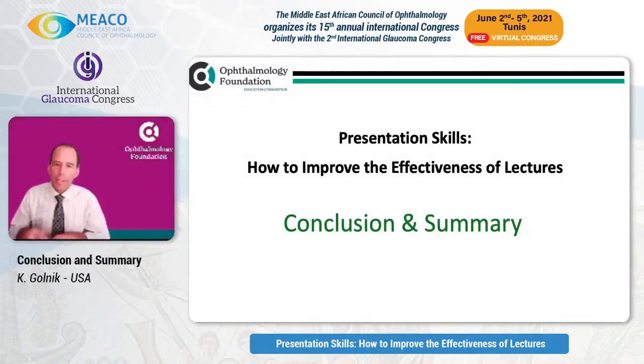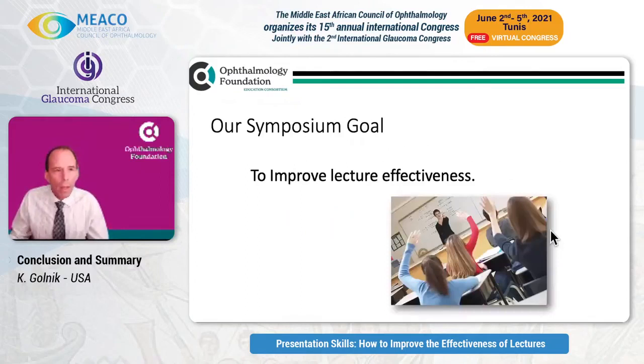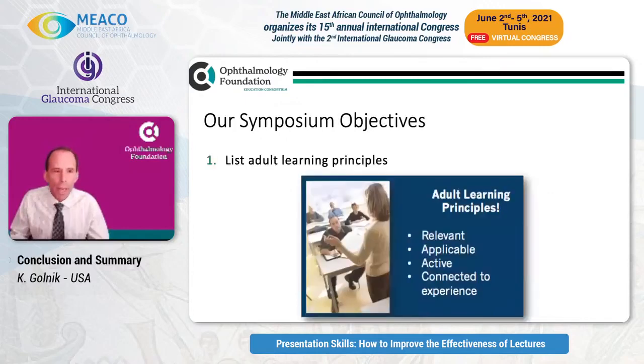Well, I hope you've enjoyed the symposium. I'm going to provide a very brief conclusion and summary of presentation skills, how to improve the effectiveness of lectures. So as you'll remember, our symposium goal was to improve your lecture effectiveness. And we had objectives. The first was to list adult learning principles. Here are a few of them.